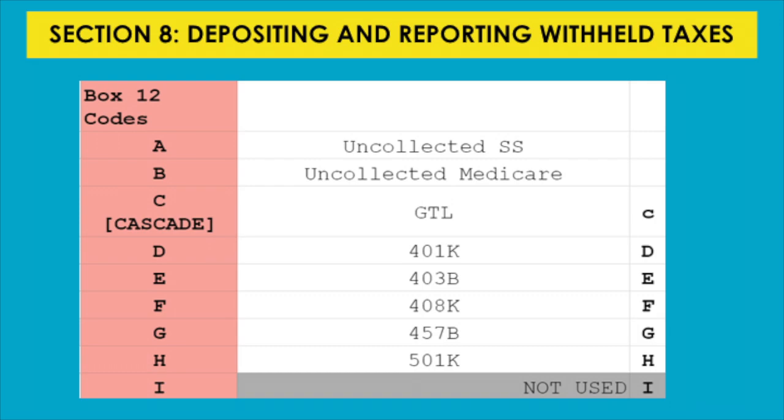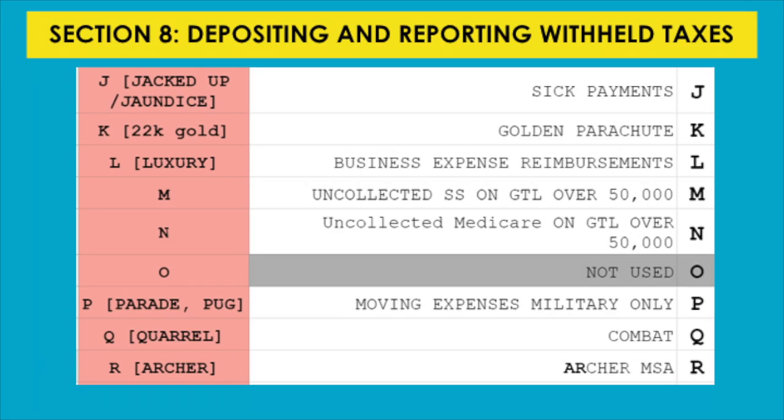Now codes D to H are related to the different kinds of elective deferrals. Try to remember them in the increasing order as the numbers are increasing from 401 to 501. So D is for 401k, E is for 403b, F is for 408k, G is for 457b, and H is for 501k. If you see the colored side of the slide, you will see the mnemonics that I have used to learn these codes.